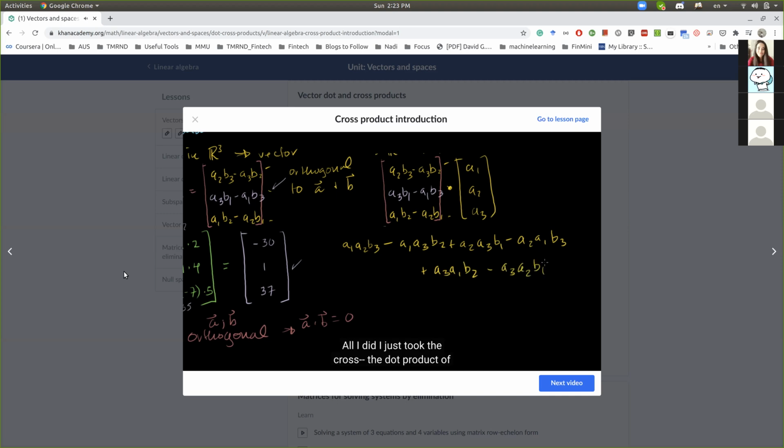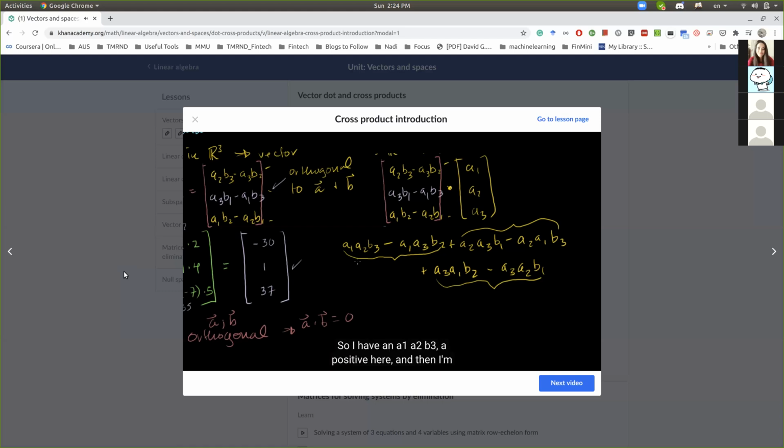All I did is I just took the dot product of these two things, right? I just took each of this. This guy times that was equal to those two terms. That guy times that was equal to the next two terms. And then this guy times that was equal to those two terms. And if these guys are really orthogonal, then this should be equal to 0. So let's see if that's the case.